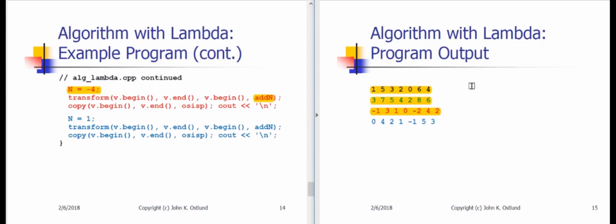And finally, one more time, I'm setting N to some different value. This time capital N is going to be set to 1. And when I do my transform, every value in v is going to have 1 added to it. So I now have 0, 4, 2, 1, etc. Okay, so that's an example of using a lambda as the function to be performed by a transform. And in the lambda, we specified capture of this capital N variable by reference.